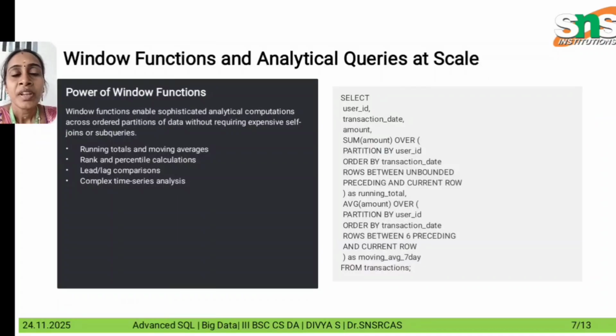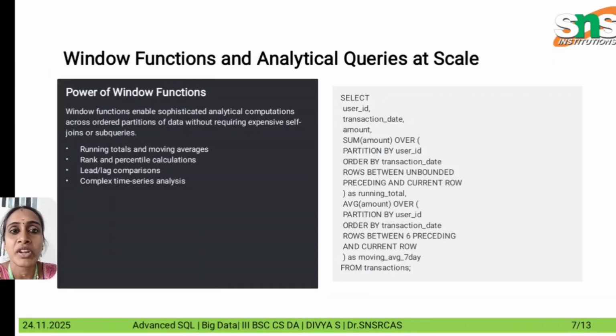These techniques transform query performance, particularly when processing structured data in formats designed for analytical workloads. Next, window functions: analytical queries at scale. Window functions enable analytical computations across ordered partitions of data without requiring expensive joins or subqueries. Running totals, moving averages, rank calculations, lag comparisons, and complex time series analysis can all be done easily here.